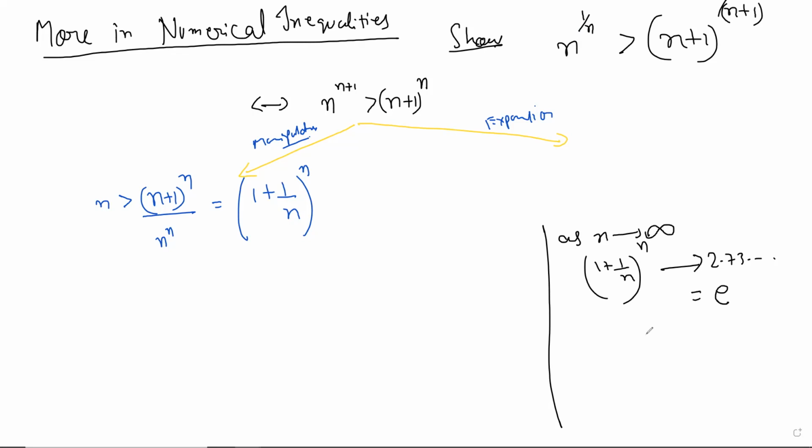And the number e you would have seen in calculus, right? This is the definition of the number e: you take the sequence, as n changes, and you see where it goes. That place is just called e. Think of it like that. It goes to something like 2.73 and so on. But that is not very helpful for us to truly prove this, it is just a result.